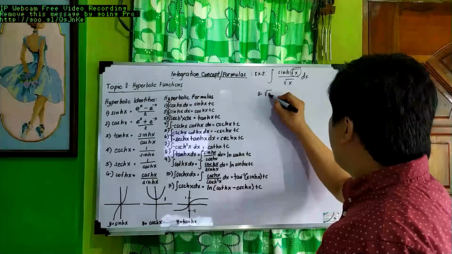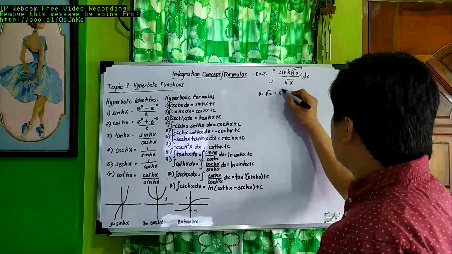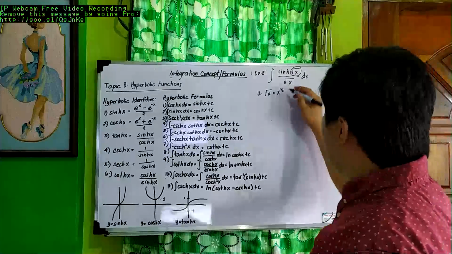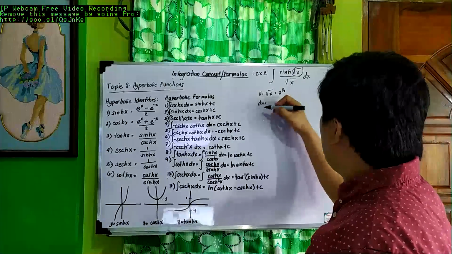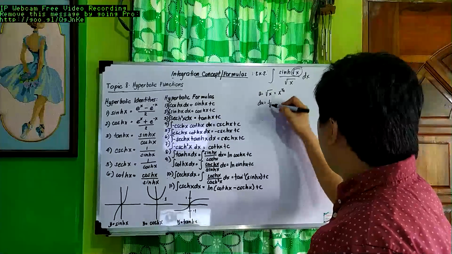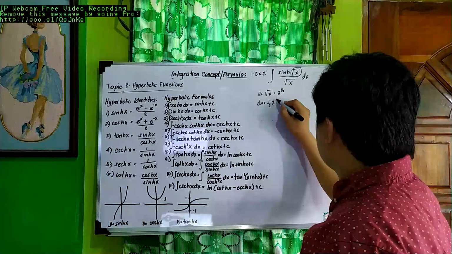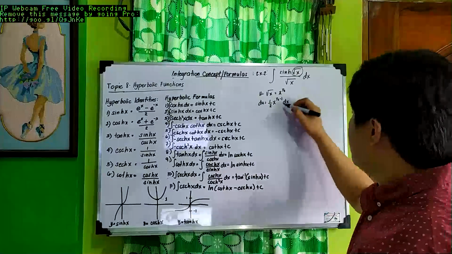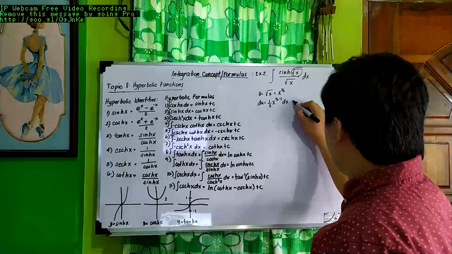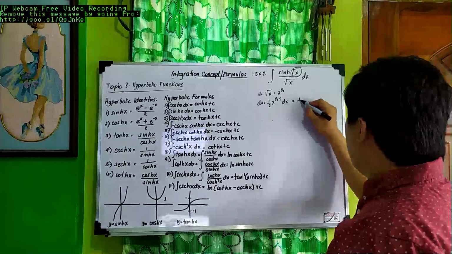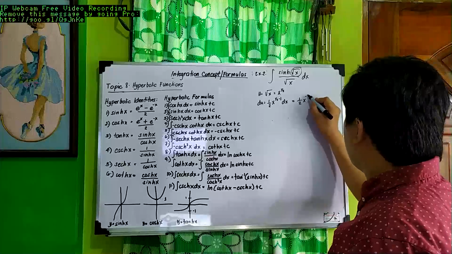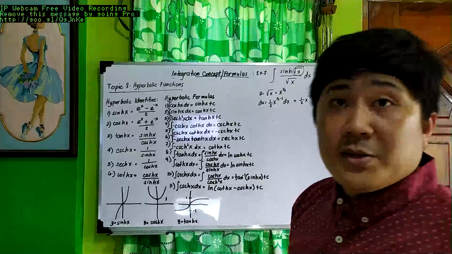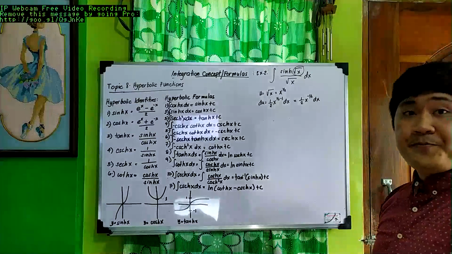So the square root of x, which is equivalent to x raised to the power of 1 half. When you derive this one, you have 1 half x raised to the power of 1 half minus 1, right? That's in your derivative. So therefore, we have 1 half x raised to the power of negative 1 half dx. Okay? So we have that one.